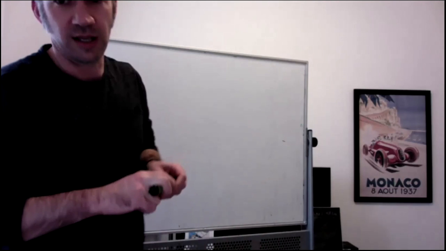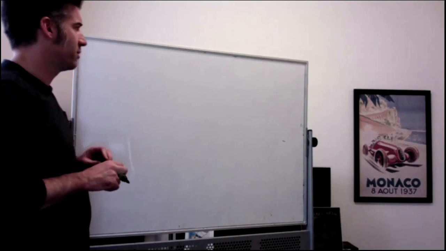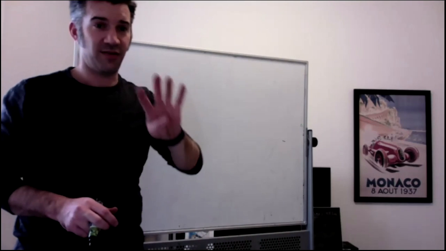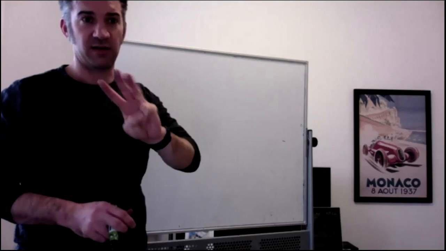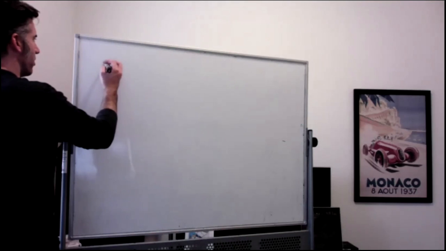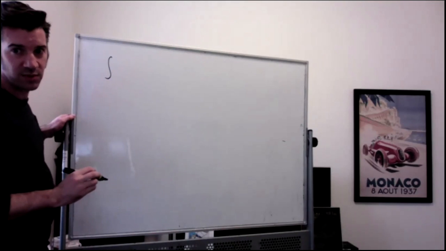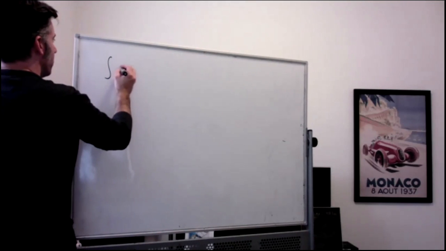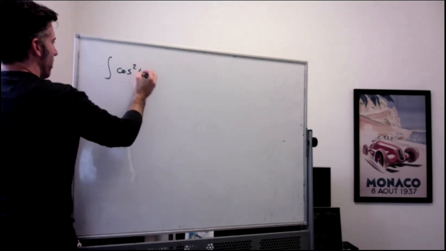So trig examples. There's kind of three varieties: powers of sines and cosines, and powers of secants and tangents. So let's say I have the integral of, and we're going to start off hard. Okay, we're going to start off hard. Integral of cosine squared of x.